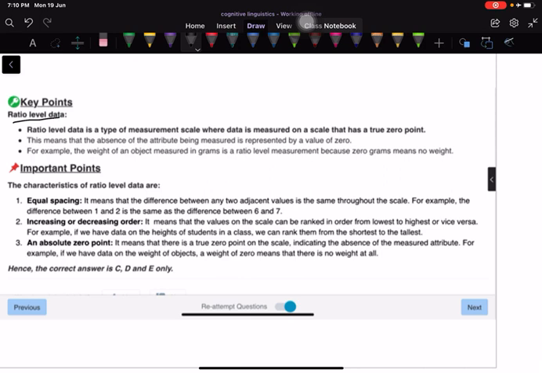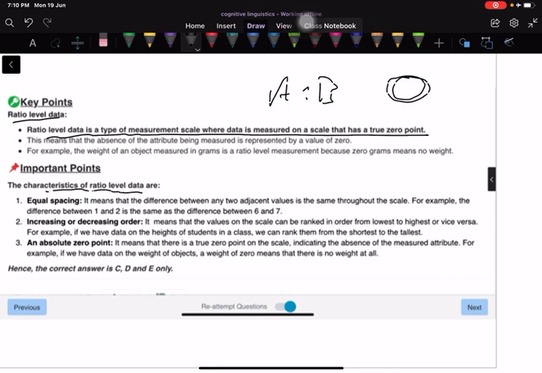Now, ratio level data is a type of measurement scale where data is measured on a scale that has a true zero point. Ratio: A is to B. Characteristics of ratio level data: a true zero point. This means that the absence of the attribute being measured is represented by the value 0. For example, the weight of an object measured in grams is a ratio level measurement because 0 grams means no weight.